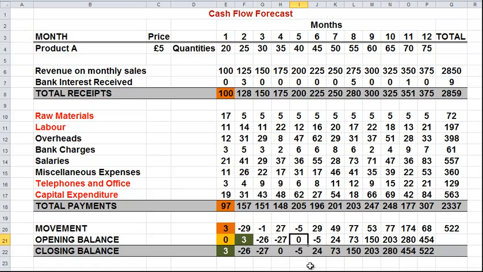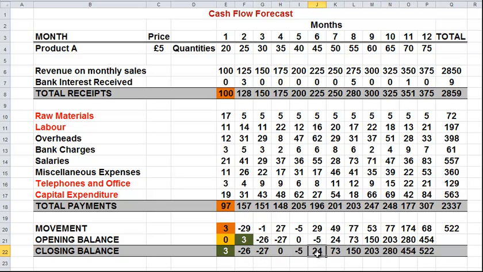So what the figure tells us is how successful the business is at handling its expenditure and trying to ensure that it's got sufficient resources to keep itself in business. If we look at the closing balances here, it's 3, minus 26, minus 27, 0, minus 5. It's gone through a bad period. This is a bad period for the business.